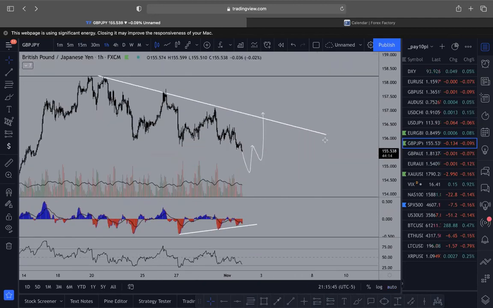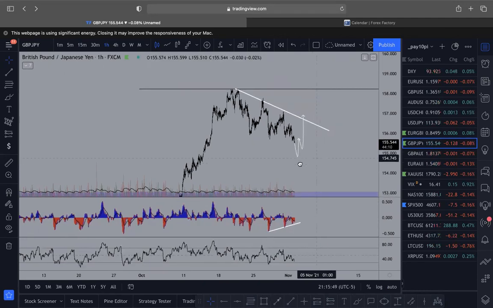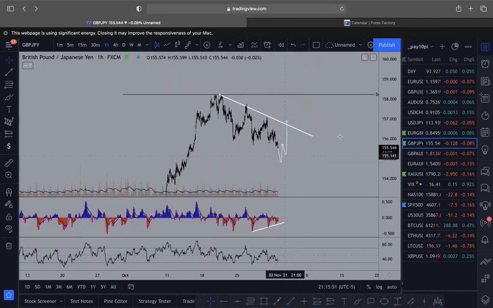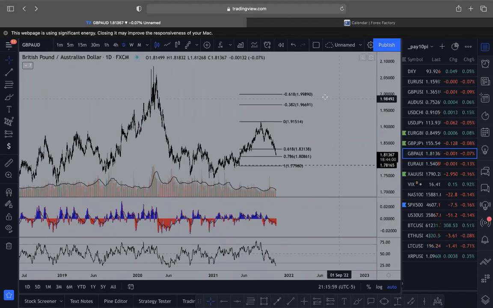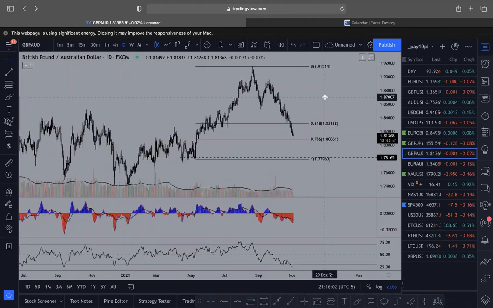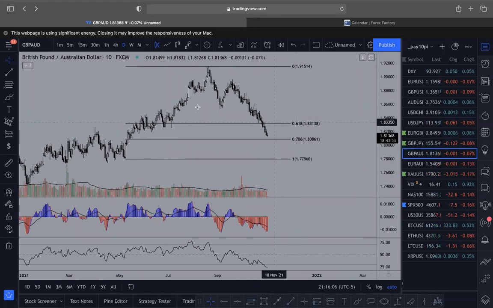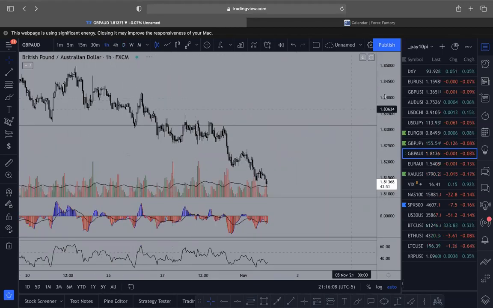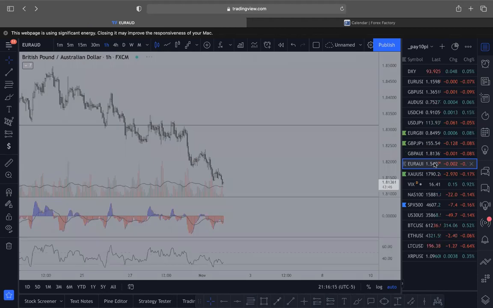GJ is in a corrective mode right now. I'm waiting for some type of liquidity grab or something before I get into it. GA is looking very bearish, so beware of buys on GA. I'm going to be waiting for some type of bullish price action to form, or bullish structure to form, my bad, on the 1 hour.